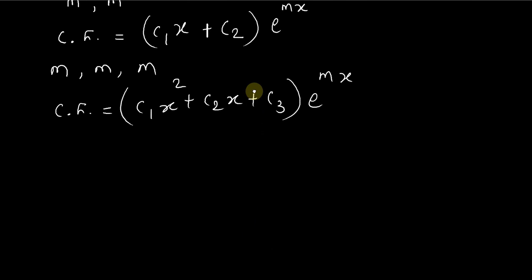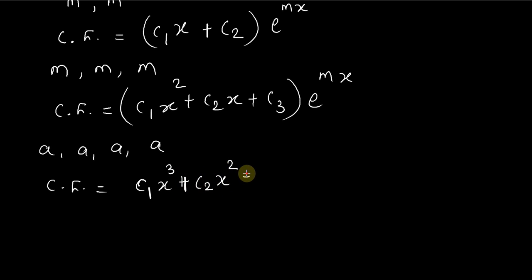If 4 roots are there and all the 4 roots are A, then the corresponding CF is C1 x cube plus C2 x square plus C3x plus C4, times e raised to A into x. This is the second case.